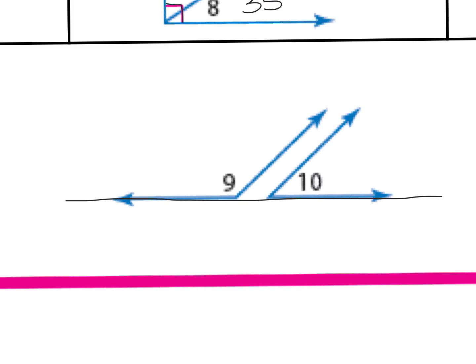What else do I know about 9 and 10? What else could they be? They could be adjacent. Why? Because they're next to each other. What is the measure of supplementary angles?